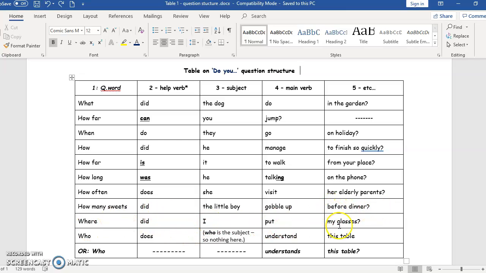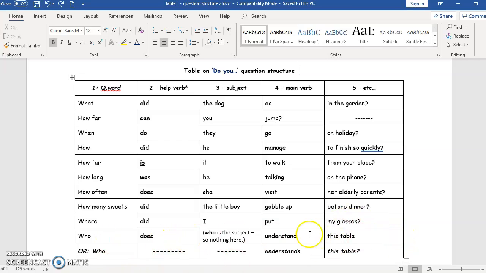Where did I put my glasses? A problem I have a lot. My glasses are an object. What did I do to them? I did something to my glasses.